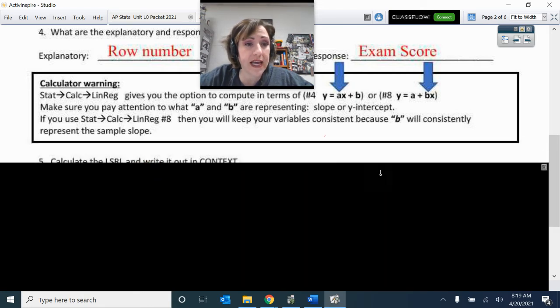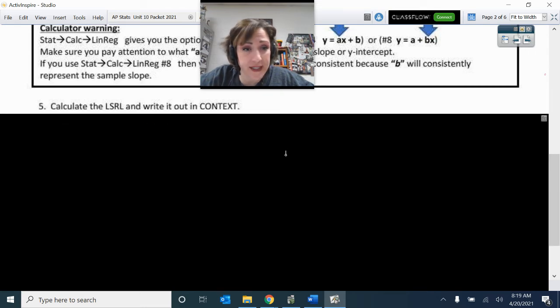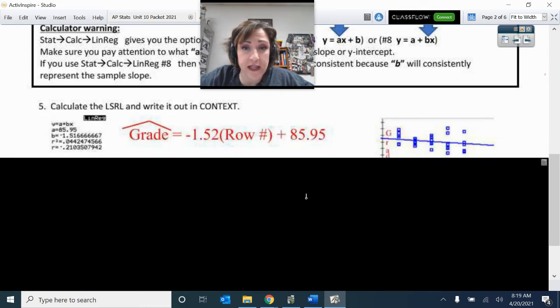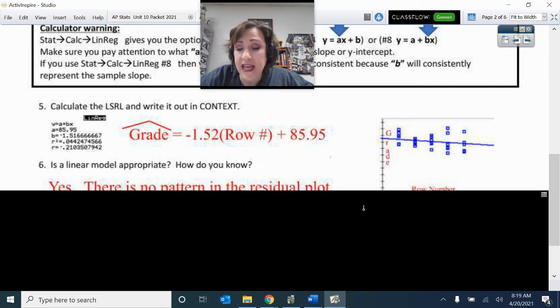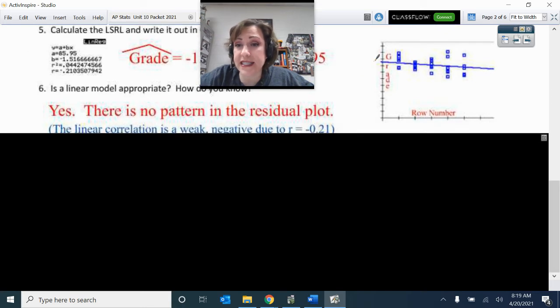All right, so calculate the least squares regression line. Therefore I went StatCalc LinReg number 8. Look at what I have here. See, that's what I printed out. Predicted grade is negative 1.52 times the row number plus 85.95. Now I went ahead, and you have this as well. This is the plot of the data, row number against the grade.